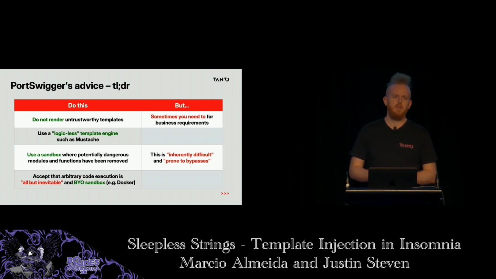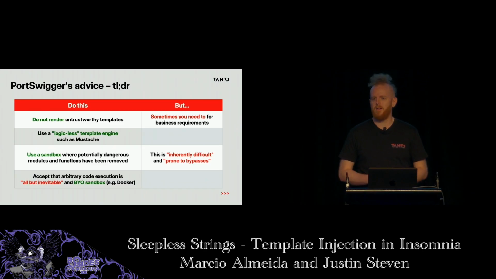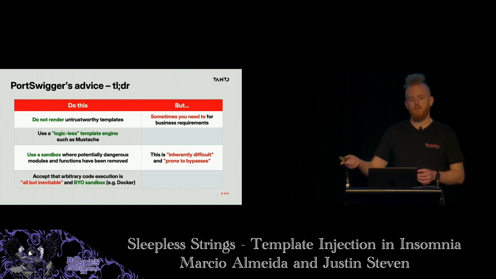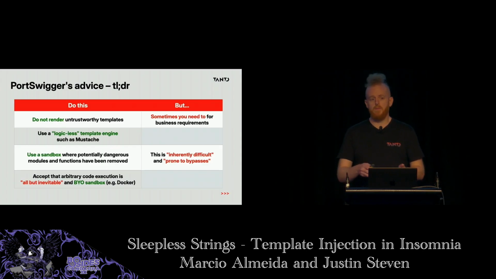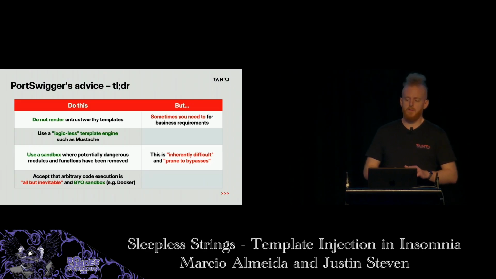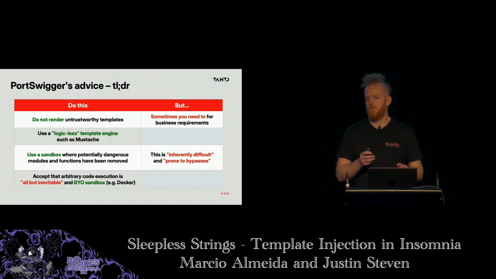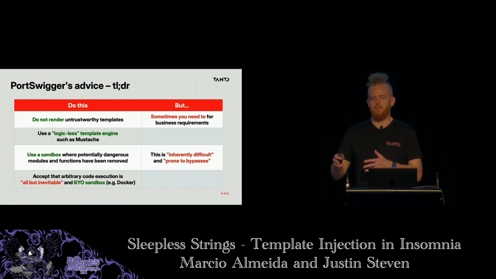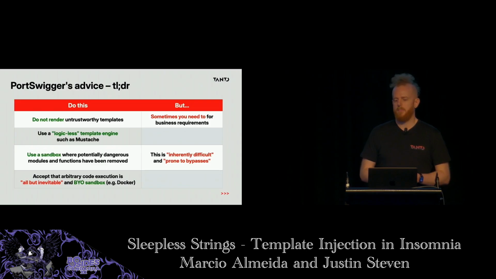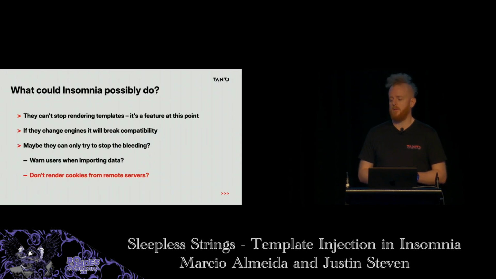First step is don't do it. Don't pass attacker-controlled data or untrustworthy data into the template side of a template engine. But they say sometimes you have to for functionality reasons. If you're going to do that, use one of those less sophisticated engines like Mustache. If you can't do that, it's getting pretty grim at this point. Maybe try and sandbox the template renderer. But they do call out that this is, their words, inherently difficult and prone to bypasses. And the last step is accept that arbitrary code execution is basically inevitable, and then stick the template rendering stuff in Docker or something like that. We think this is pretty salient advice.